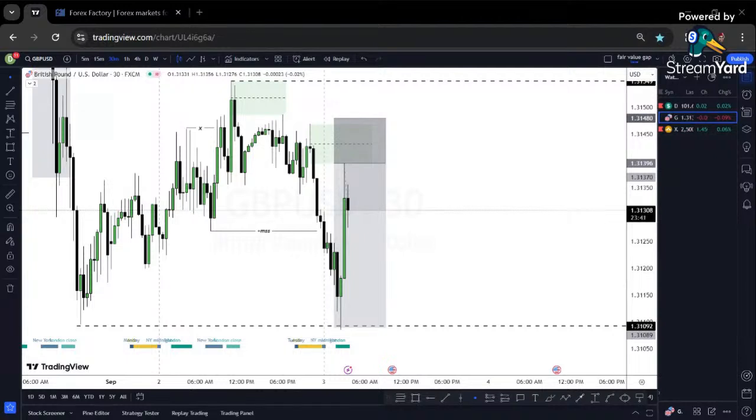Well, anyway, today is still Tuesday, still the beginning of the week. So we can still have other setups play out for us.